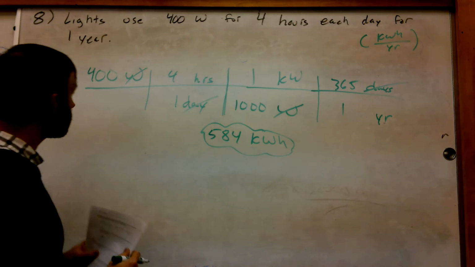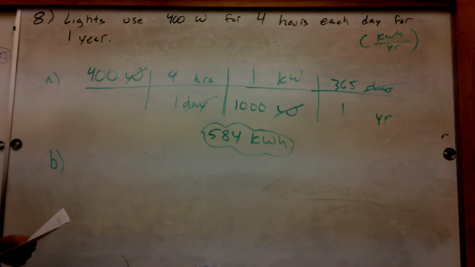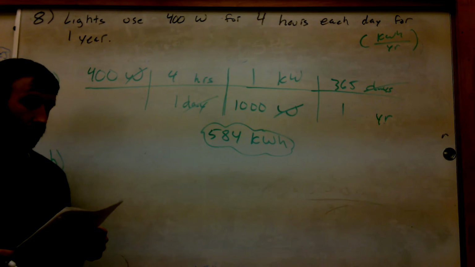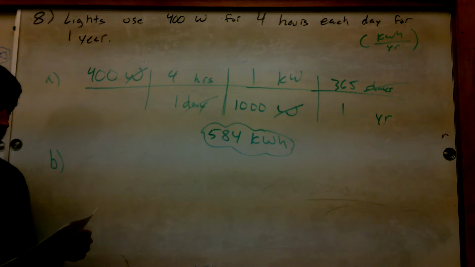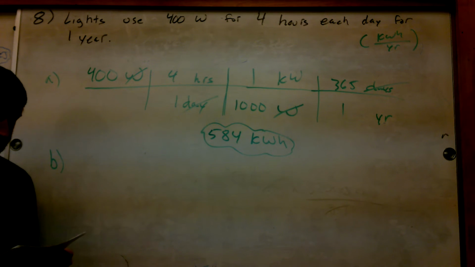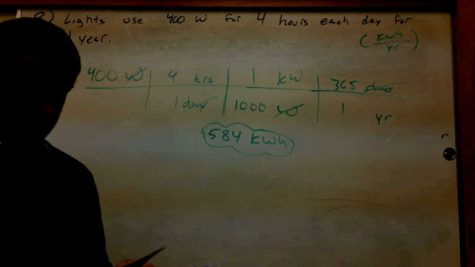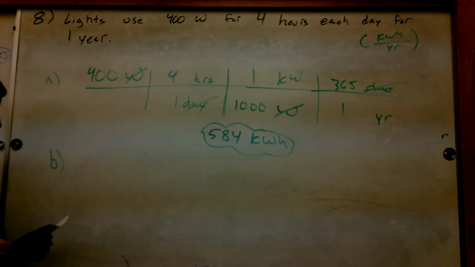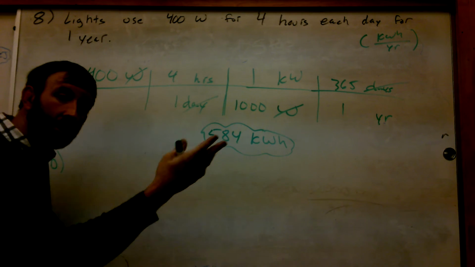That's letter A. Letter B. It says if replacing the lights with fluorescent bulbs would save 60 watts per night, what savings in kilowatt hours does this represent in 1 year? So the way we want to set this up, per night, essentially that's per day. So 60 watts total per day.